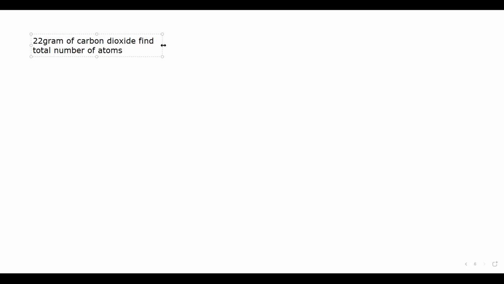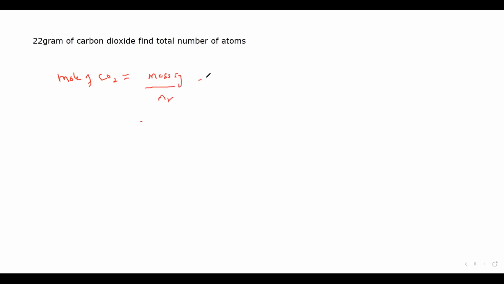So we have 22 grams of carbon dioxide and we want to work out the total number of atoms. Carbon dioxide is a molecule. So first we'll find the moles of carbon dioxide: mass in gram divided by molar mass. Mass is 22, molar mass is carbon 12 plus oxygen 16 multiplied by 2, so total 44. So we get 0.5 moles of carbon dioxide.